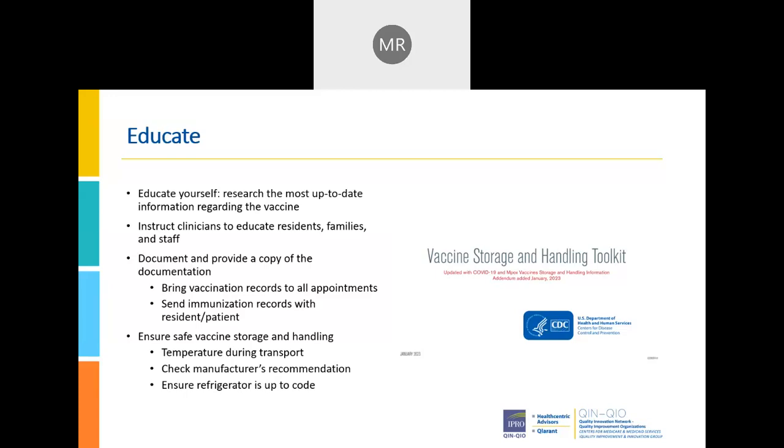So document and provide a copy of the documentation. I think this is really important. As adults, we don't think about bringing our immunization records with us to all appointments, and it is something we need to do because the adult immunizations are so important. We bring our medication list, but we don't think about our adult immunization. And if your resident is going into acute care or going into home care, they need to know. Every care setting needs to know, have they been vaccinated? So it's very important to send immunization records with your resident.